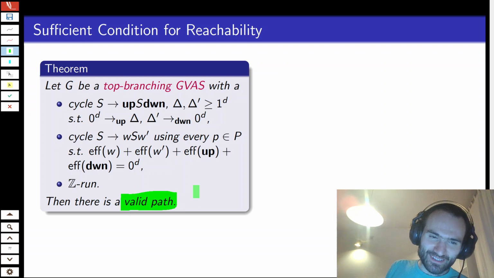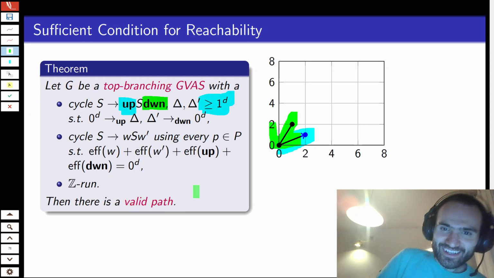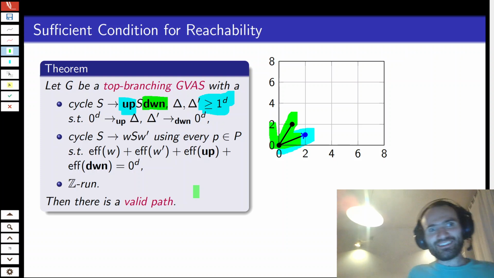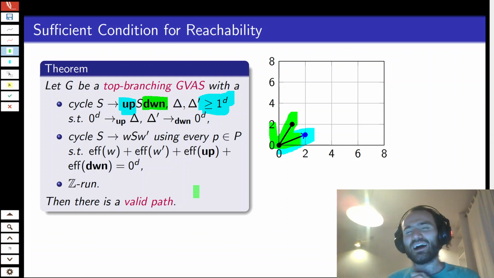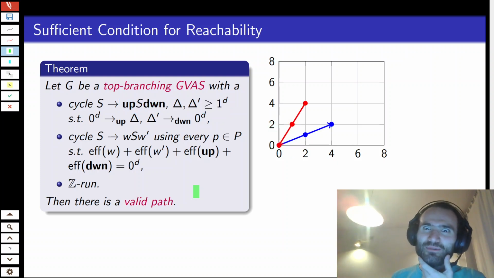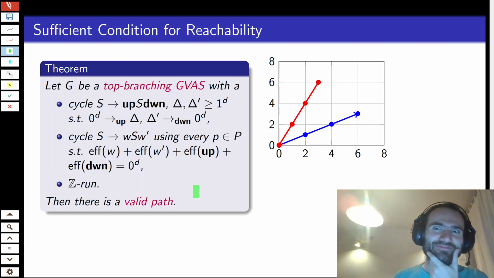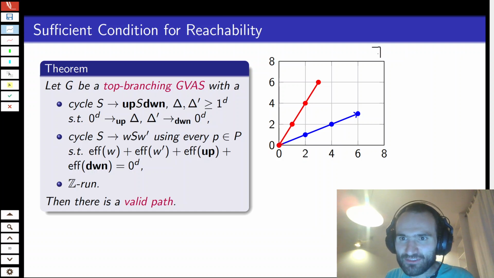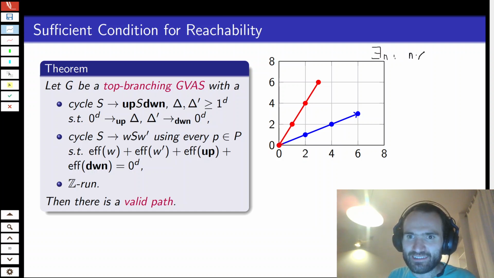Okay, why would this theorem be true? Well, I already started to draw this, and I said that it's enough to check for a path from delta to delta prime. Well, actually, we can repeat this arbitrarily often. So actually, it's enough to check that there exists an n such that n times delta has a valid path to n times delta prime.